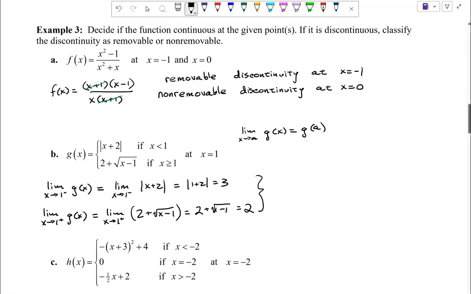So our right-hand limit and left-hand limits are not equal to each other. That means that the two-sided limit as x approaches 1 of g of x does not exist. And if this limit doesn't exist, there's no way that it can equal 2, which is g of 1. What we have here is a jump discontinuity. We'll classify this as a non-removable discontinuity.